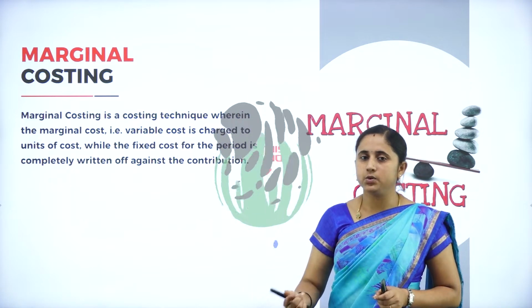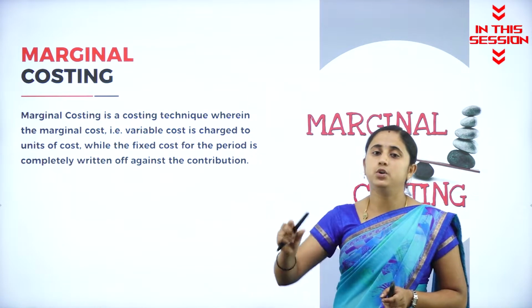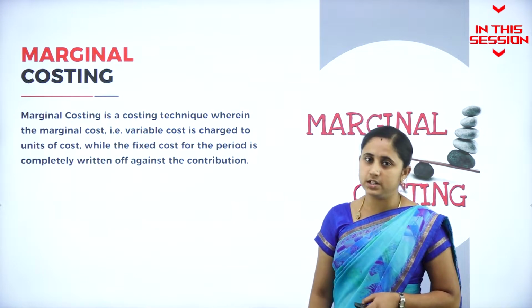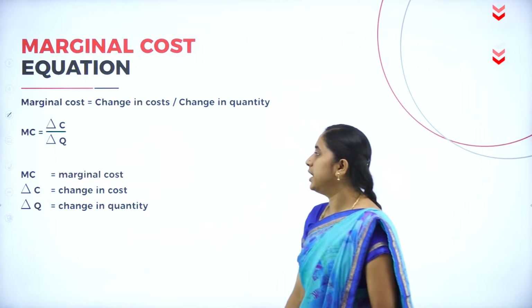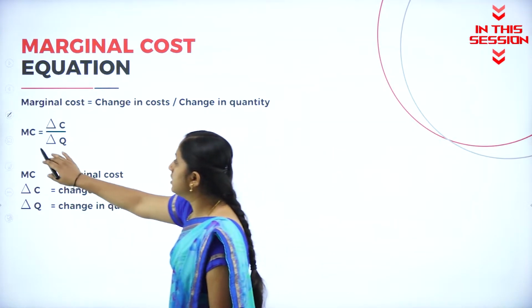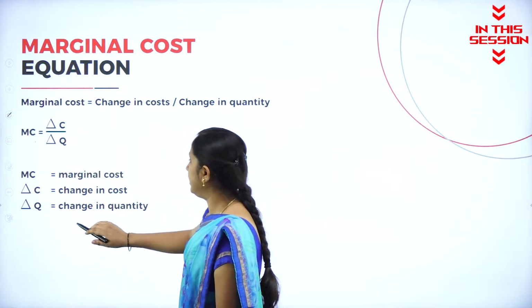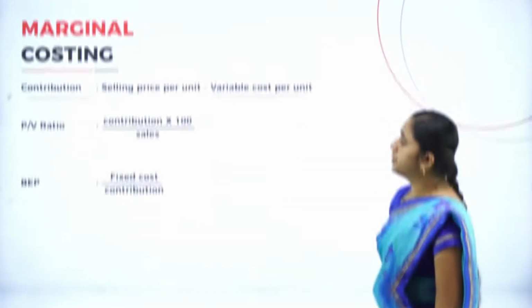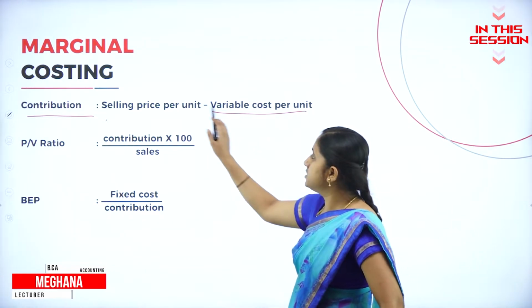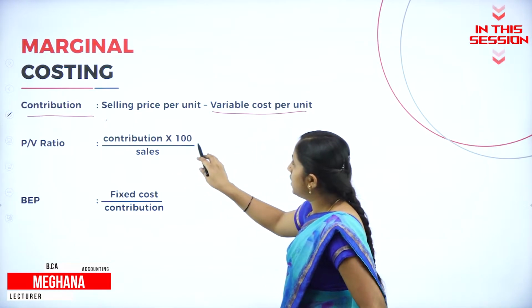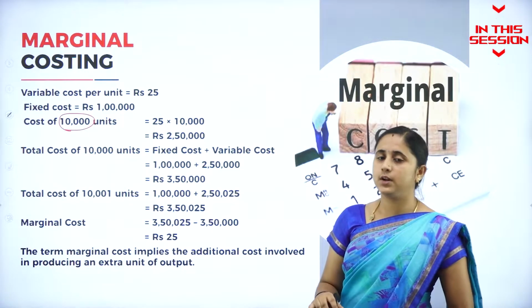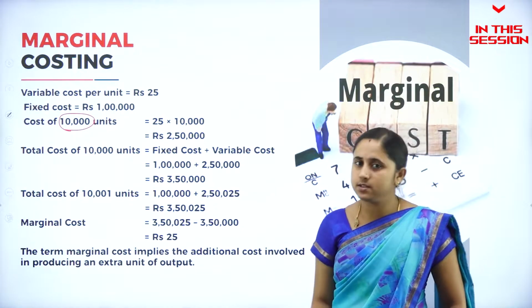Produced one extra unit, the changes in the total cost. So to calculate that cost, we use marginal costing. Marginal cost formula is marginal cost is equal to changes in cost divided by changes in quantity. To calculate PV ratio, contribution into 100 divided by total sales. Total cost is equal to variable cost plus fixed cost.